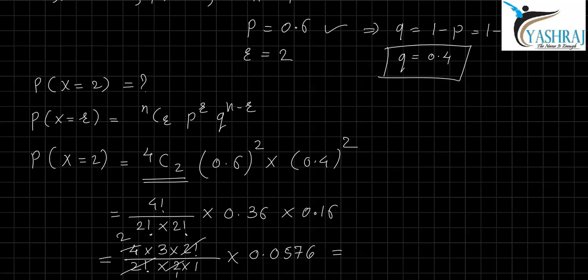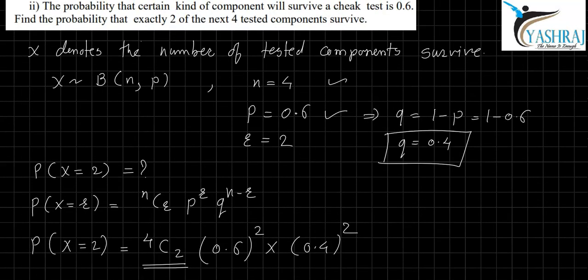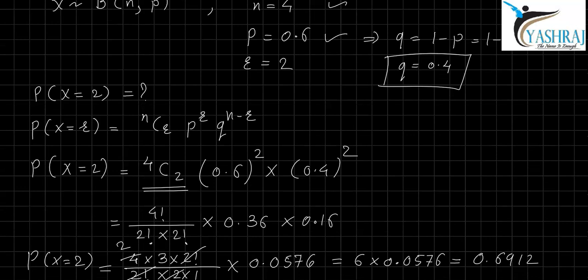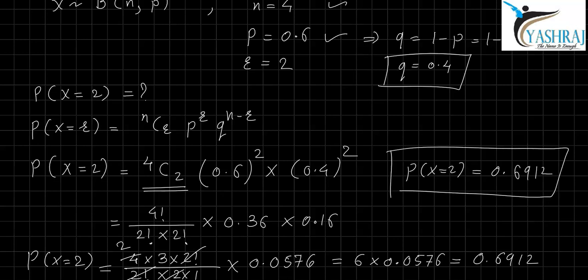2 ones are 2, 2 twos are 4, 3 twos are 6, 6 into 0.0576 we might get 0.6912. Means the probability of getting exactly 2 tested components that will survive among 4, we have P of x equals 2 becomes 0.6912 here. Look at the next question now.